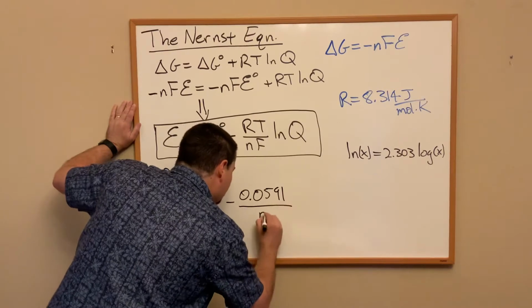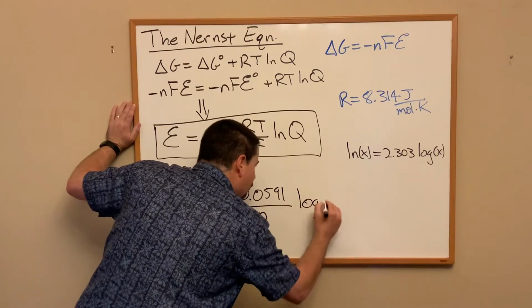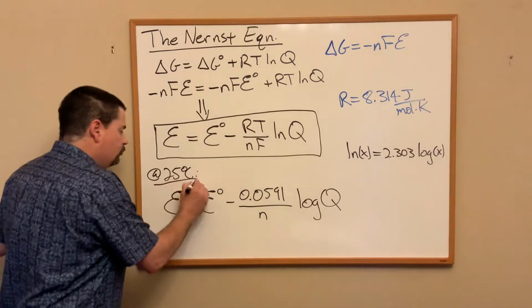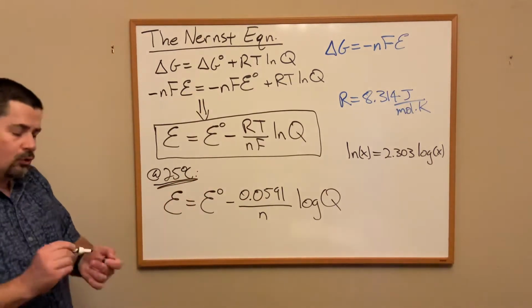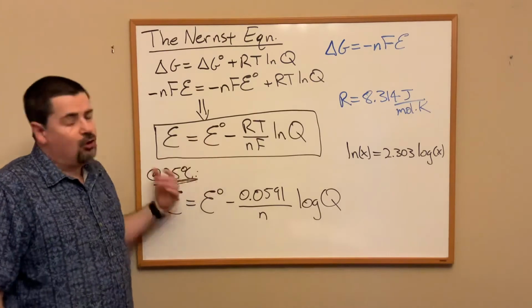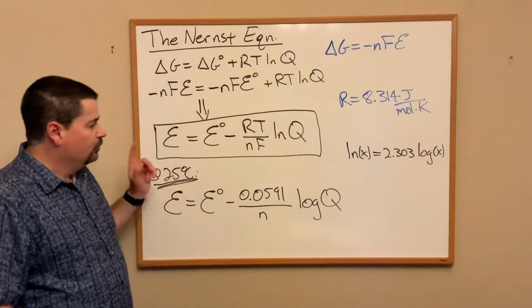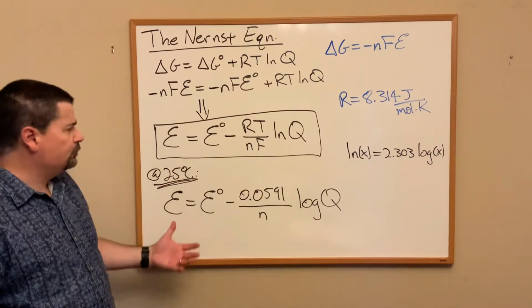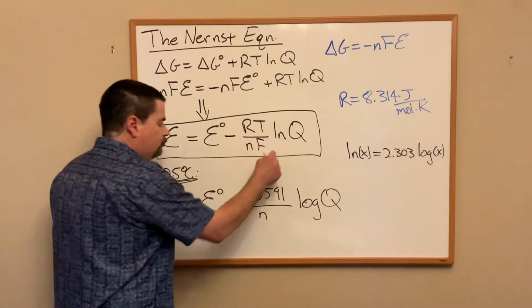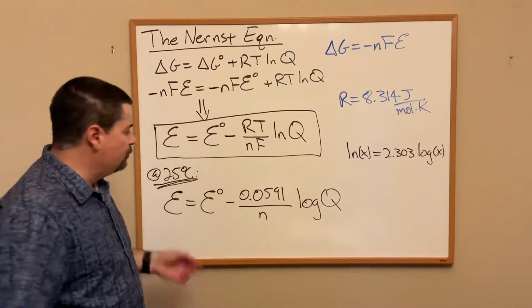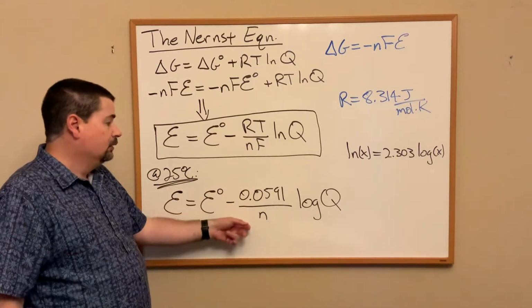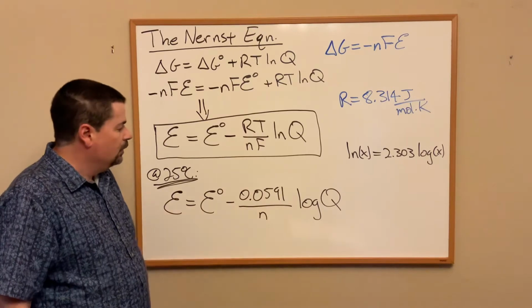Anyway, so we can plug in these numbers, and what we end up with is 0.0591 over n times the log of Q. So this is an alternative expression for the Nernst equation, but it's only at 25 degrees Celsius. So notice we switched to log from natural log. So if you're not at 25 degrees Celsius, you have to use this. If you are at 25 degrees, you can use this one. You don't have to plug in as many numbers here.